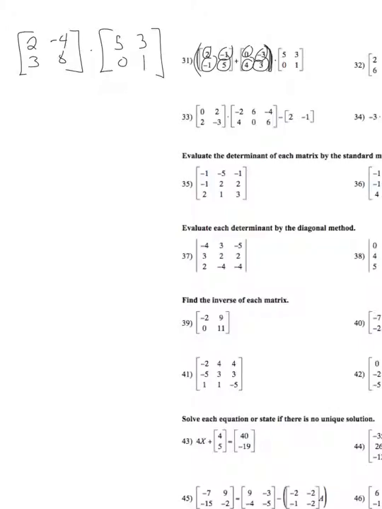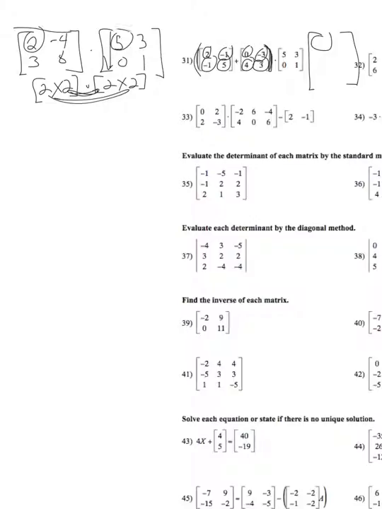Okay, so this one over here is a 2 by 2. This one over here is a 2 by 2. Sure enough, the insides are the same, so the outsides will be that answer, which is a 2 by 2. So this one's going to have an answer of 2 by 2. Okay, to get this first spot right up there, I need across times down. So 2 times 5 is 10 plus -4 times 0. So that first spot is a 10.